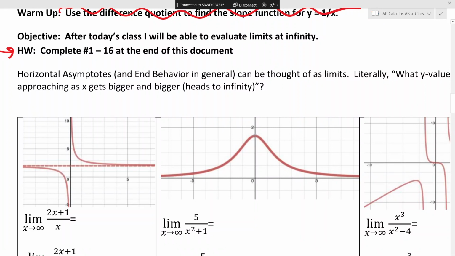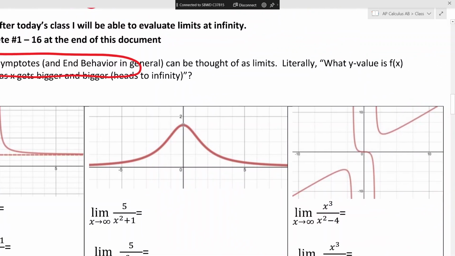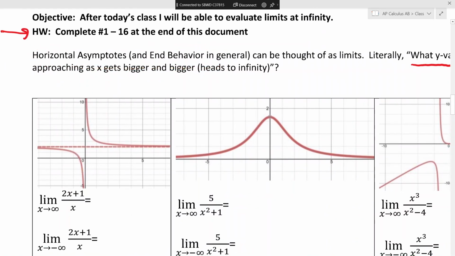Anyway, we're going to be talking about limits at infinity. And for the most part, we're talking about horizontal asymptotes and end behavior, okay? You should have seen horizontal asymptotes and end behavior before. Like, you all know the end behavior of y equals x squared is up, right? You can say it like that. We're going to talk about what y value f of x is approaching as x gets bigger and bigger. So as you plug in bigger and bigger values of x, what y value do we approach?